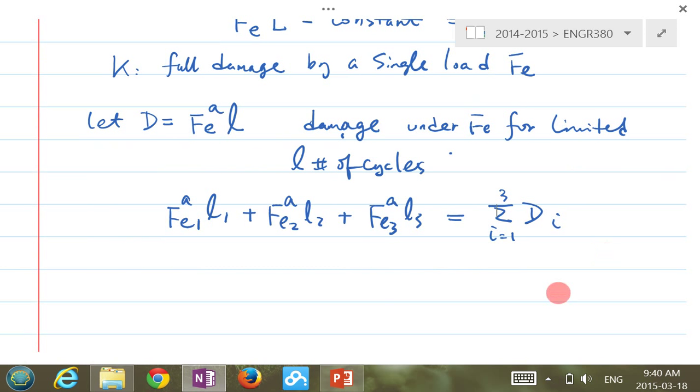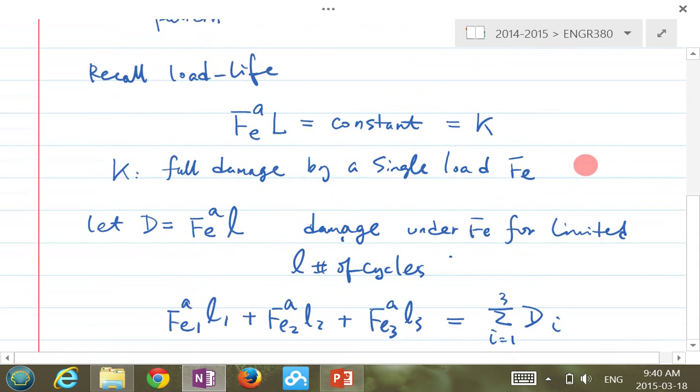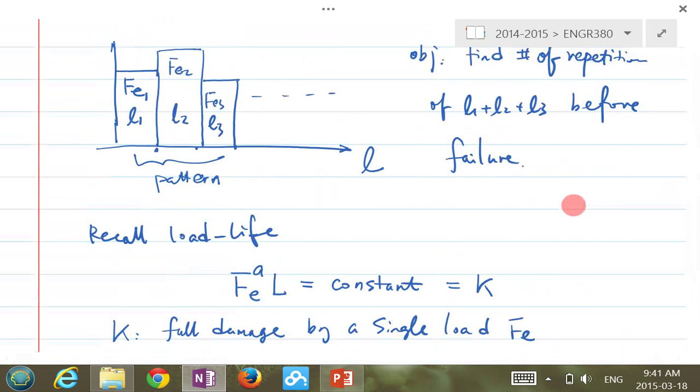So now the next step, what I wanted to do is, okay, this is L1 plus L2 plus L3. Then can we find an equivalent load? The equivalent load means instead of a piecewise load FE1, FE2, FE3, find an equivalent load FE, the last for L1 plus L2, L3, and cause the same damage as this piecewise pattern.